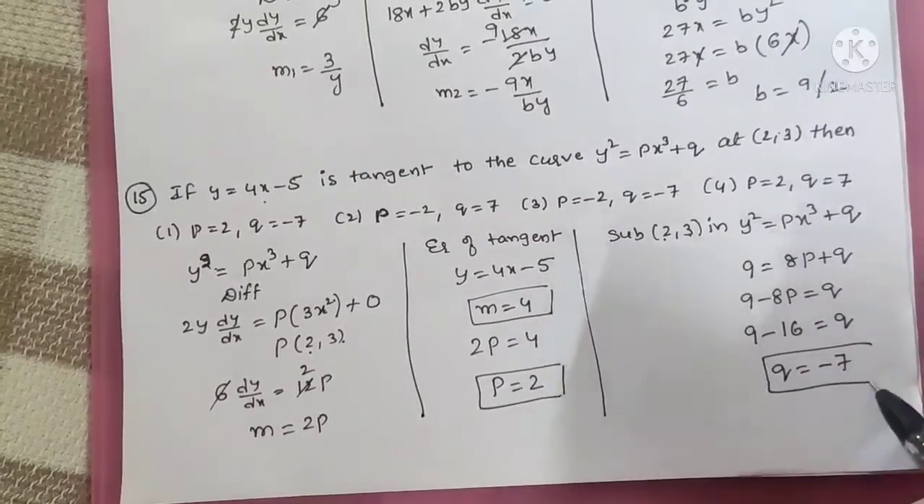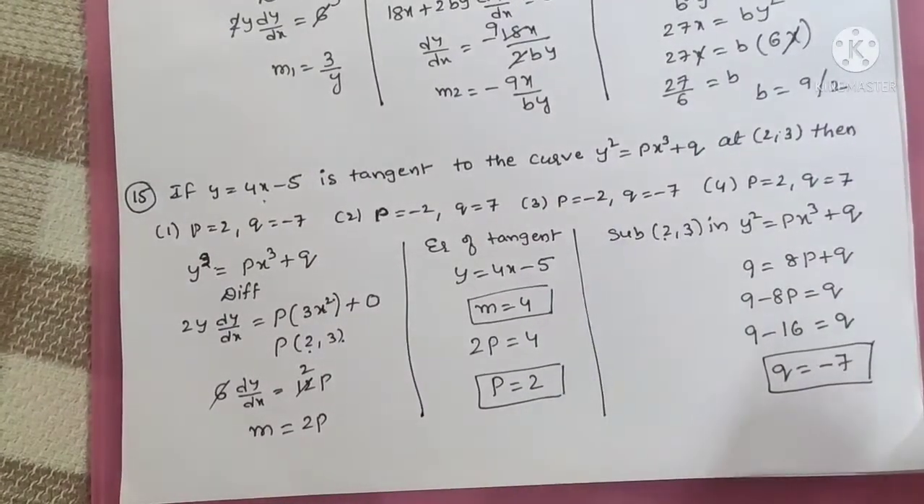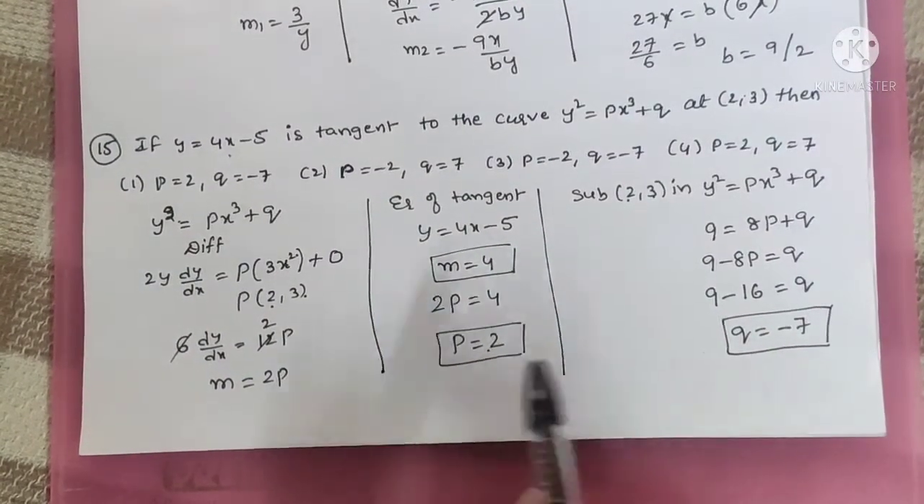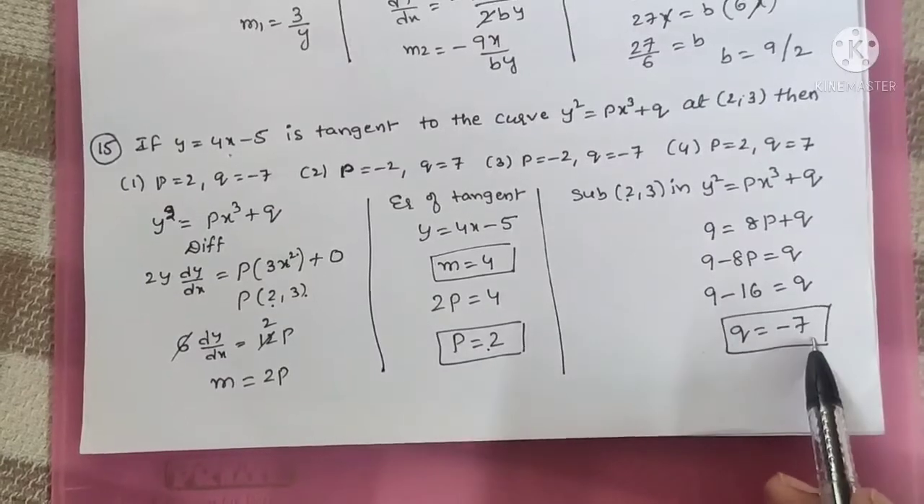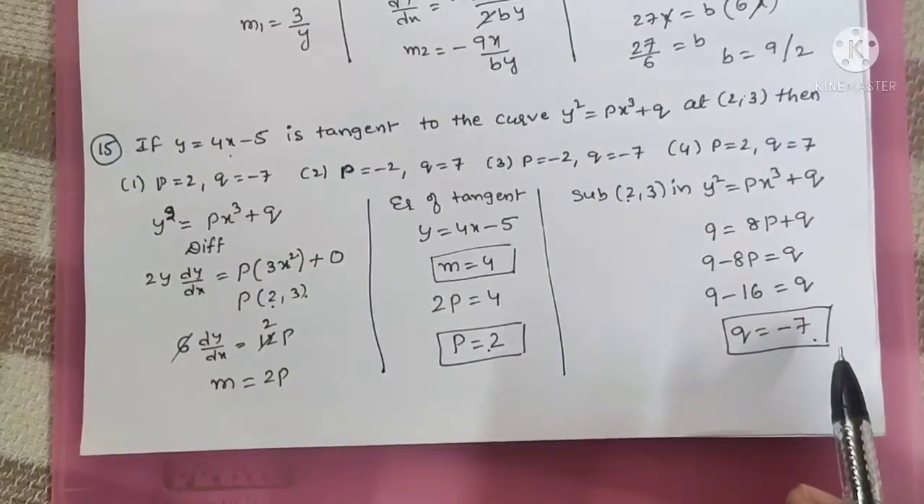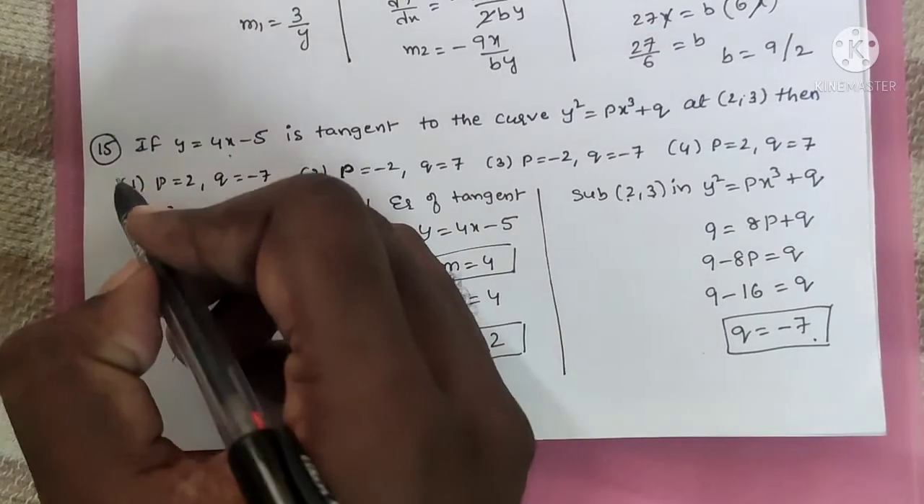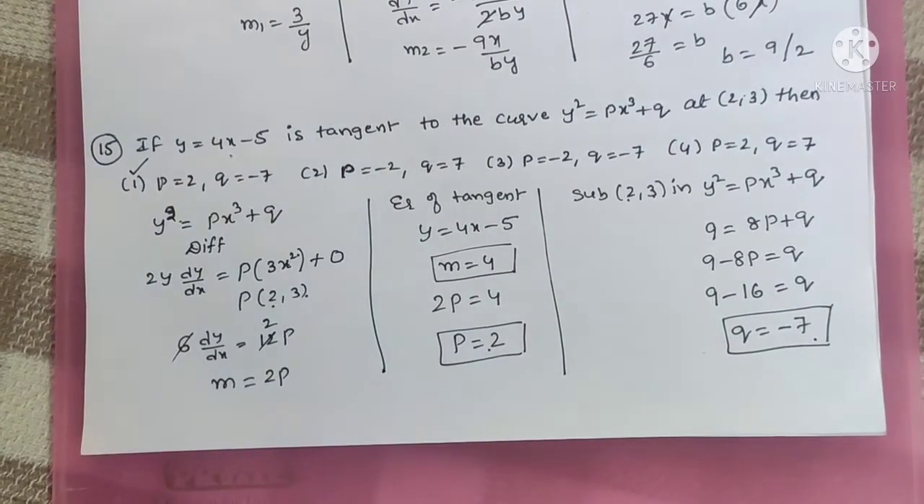Therefore finally we got p value and q value. P value is 2, q value is minus 7. That is nothing but the first option is the correct answer for this question.